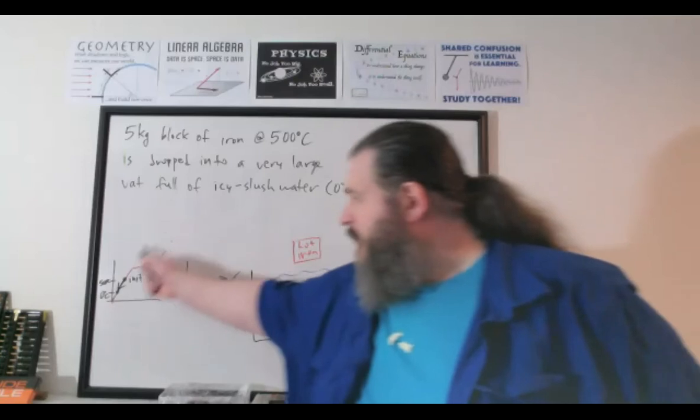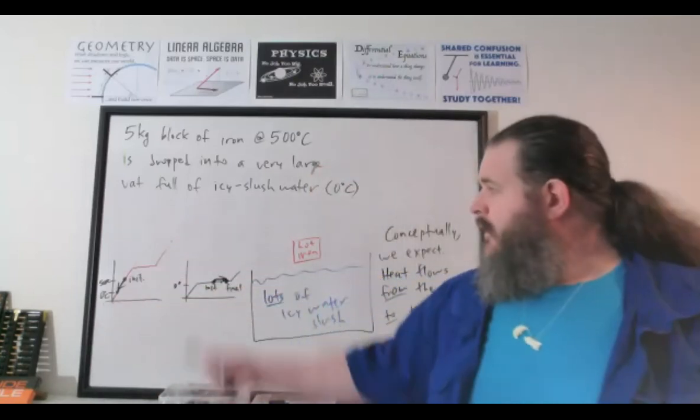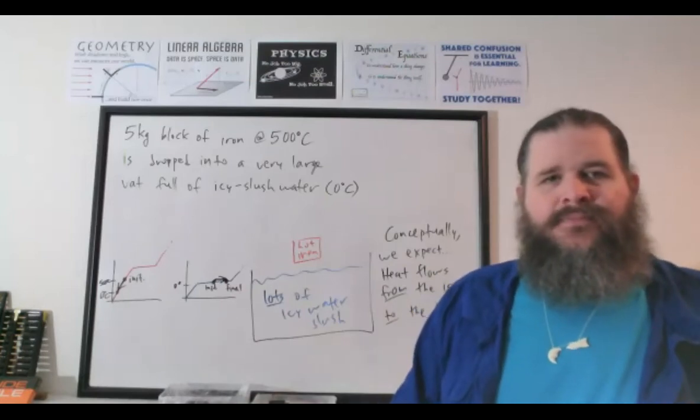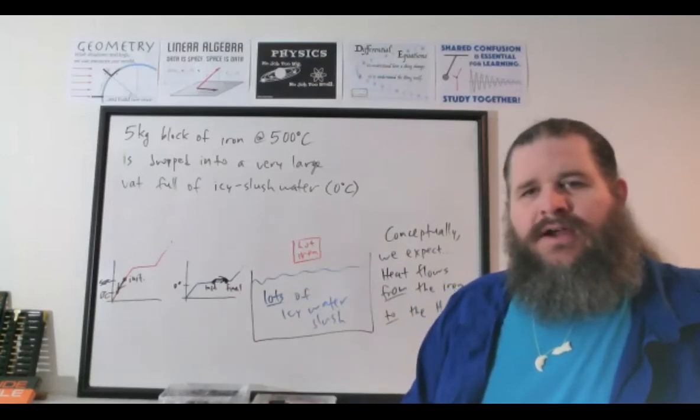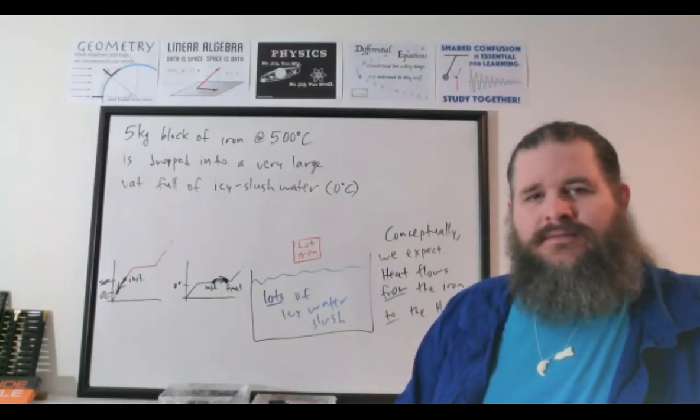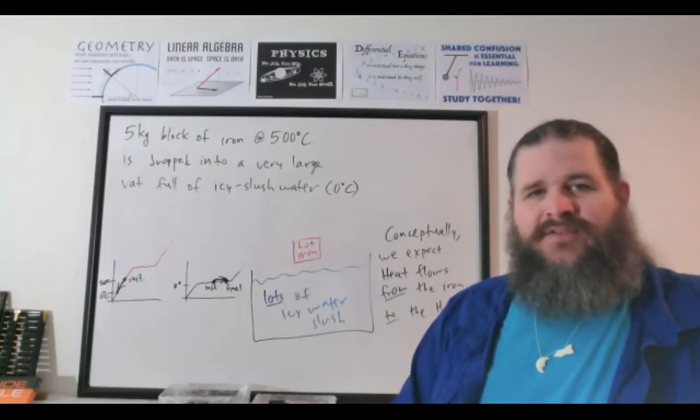The iron is going to cool off all the way to 0. The icy slush is going to partly melt, but not completely melt. So what's unknown here? What's a numerical value we should actually be able to solve for? What might a question about this actually be asking?